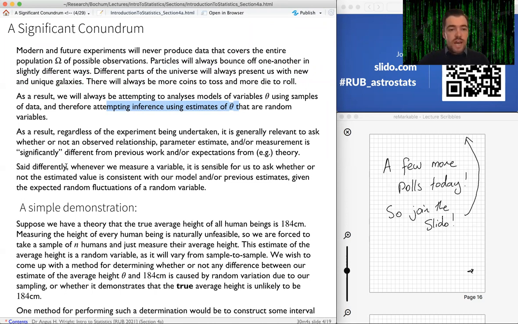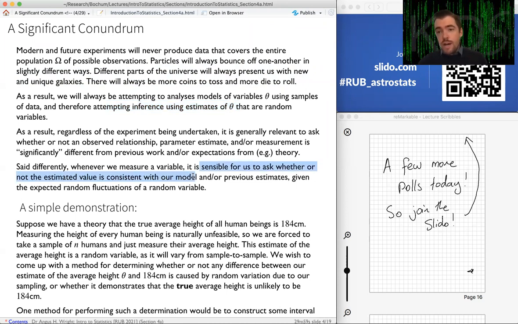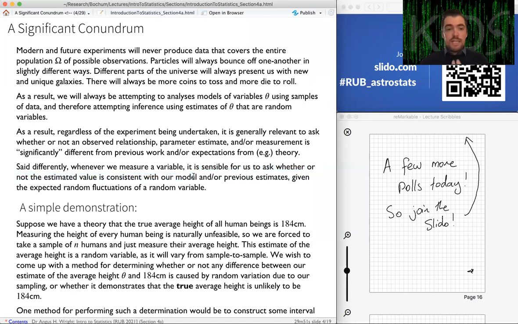So what we want to do is measure whether or not a variable has a significant difference or a significant agreement with regards to a particular model, given the expected fluctuations that we have from a random variable, that random variable being a sample of observations.